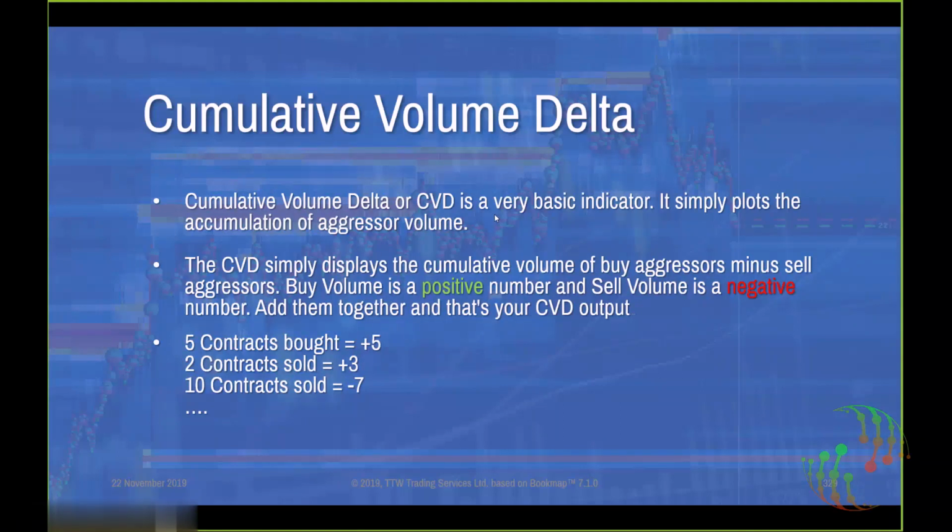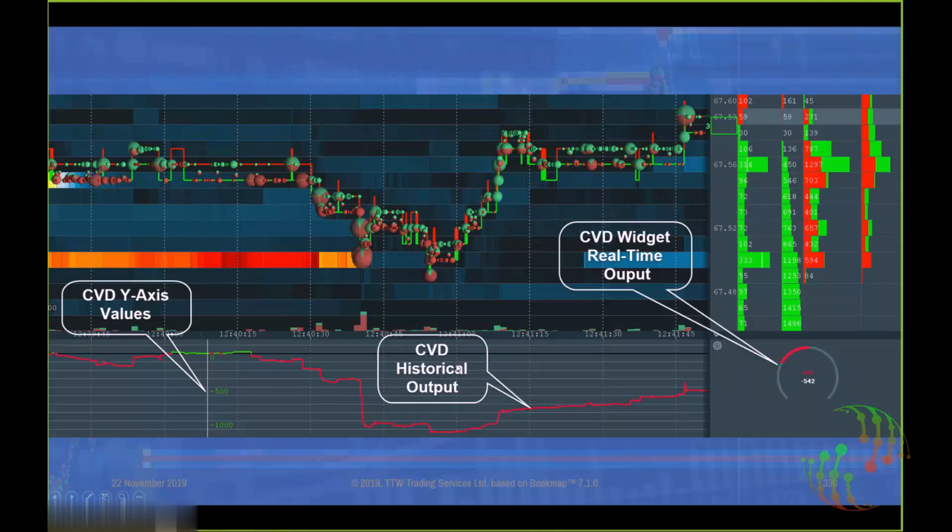It simply plots the accumulation of aggressor volume. The CVD simply displays the cumulative volume of buy aggressors minus sell aggressors. Buy volume is a positive number and sell volume is a negative number. Add them together and that's your CVD output. So if you buy 5 contracts and you sell 2 contracts, you get +3 in this case, and if you sell another 10 contracts, you get -7. That's very obvious.